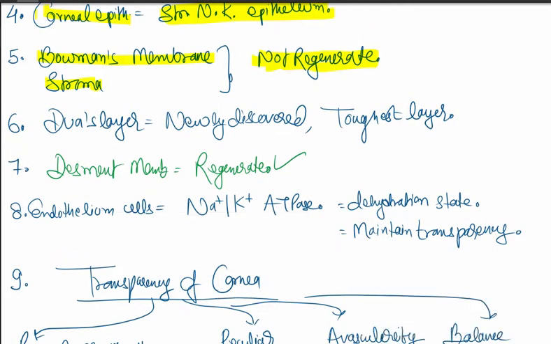Next one, Dua's layer. It is newly discovered and it is the toughest layer. Descemet's membrane was considered the toughest, but now Dua's layer is considered the toughest layer. Next one, Descemet's membrane. It has the ability to regenerate.